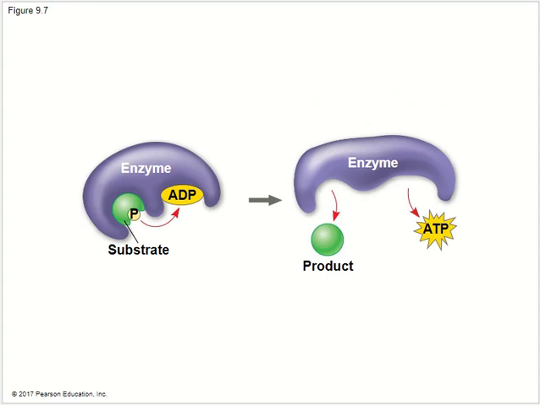So what we're looking at is an enzyme capturing inorganic phosphate and adenosine diphosphate to form a product, and ATP, or I should say, the starting reactant was a phosphorylated substrate, and then the phosphate group moves to ADP to form ATP.